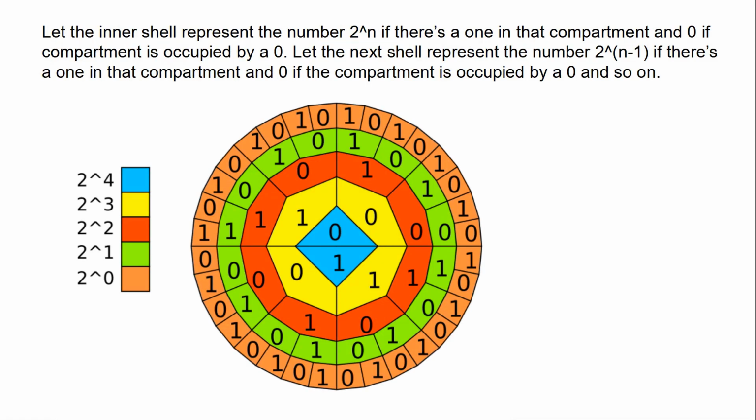Let the inner shell represent the number 2^n if there's a 1 in that compartment, and 0 if the compartment is occupied by a 0. Let the next shell represent the number 2^(n-1) if there's a 1 in that compartment, and 0 if the compartment is occupied by a 0, and so on.